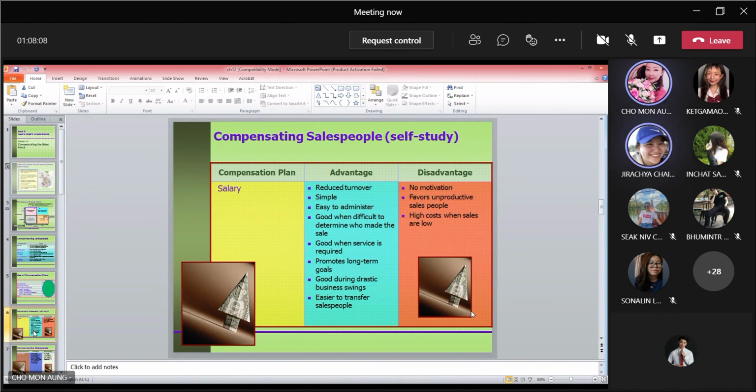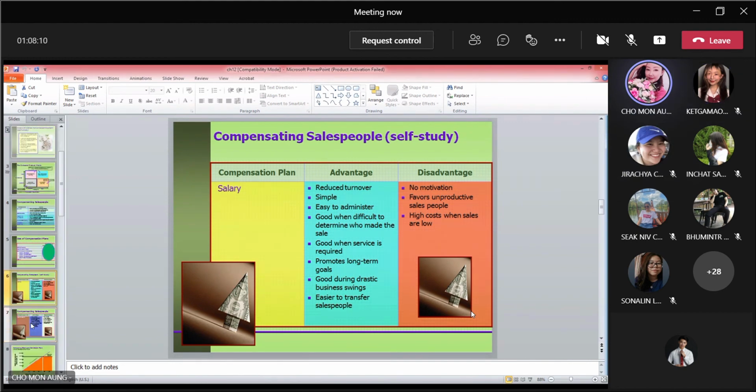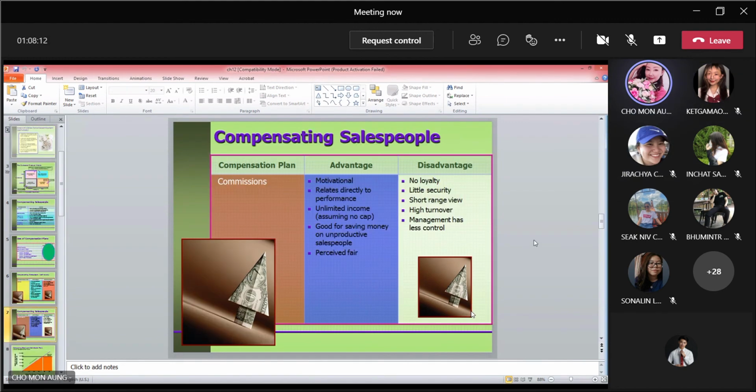Yes. Okay, next. Commission. Also the summary of advantages and disadvantages for commission. Take the screenshot.